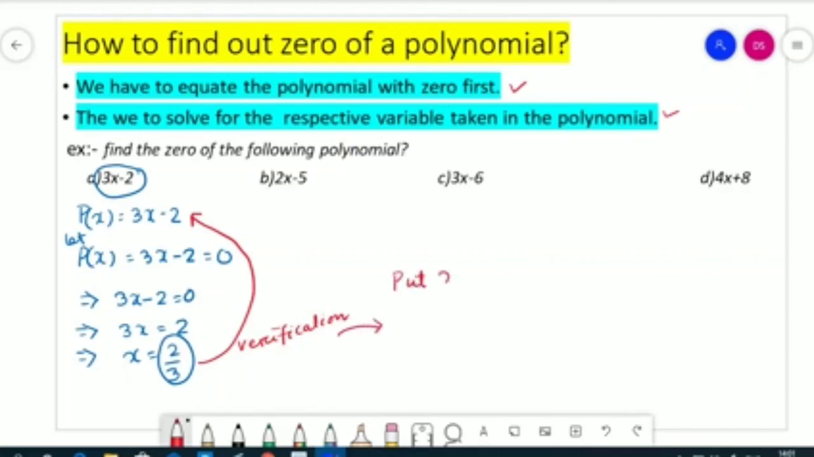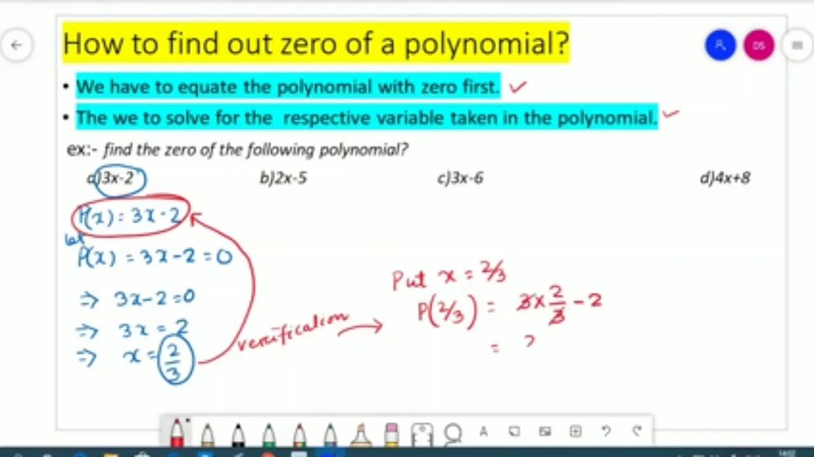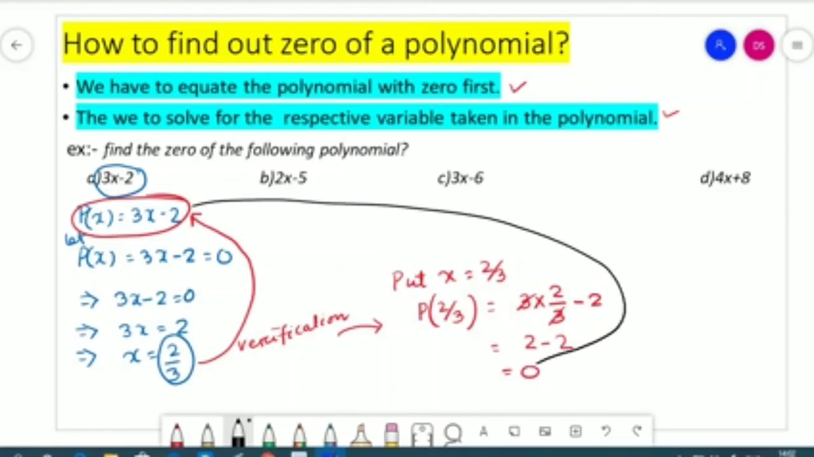Put x is equal to 2/3. So we will put p(2/3) in this same polynomial, 3 into, in place of x how much will we put? 2/3 minus 2. Okay, now 3 into 2/3, that is 2, minus 2 is equal to 0. Look here, your polynomial becomes what? It becomes 0 for the value 2/3. So we can say that 2/3 is 0 of your polynomial, and by this technique we will calculate the 0 of a polynomial.